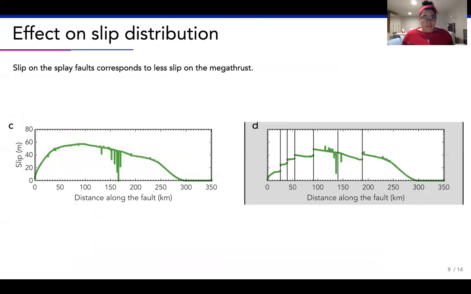Okay, so what does this do in terms of slip? In terms of slip on the megathrust, we can clearly see, again, these vertical lines are the splay faults, that when it goes on the splay fault, the slip is slightly less on the megathrust, and the slip is actually accommodated on the splay fault. So then you can say, okay, wasn't this whole thing about surface displacements being higher, the importance for tsunami genesis and the height of the tsunami?